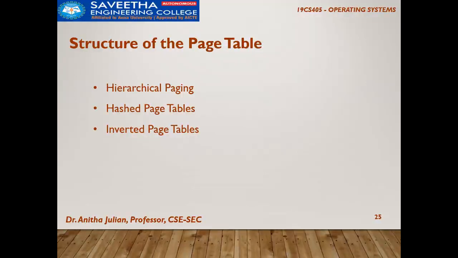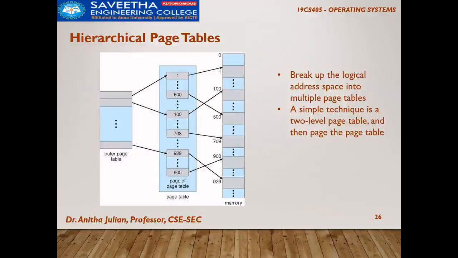So here we will see in today's lecture 3 types of page tables. So we have 3 types: hierarchical paging, hashed page table, and inverted page table. So hierarchical page table, as you can see here, you have a hierarchy of tables. Within the page table you have one more table. So break up the logical address space into multiple page tables.